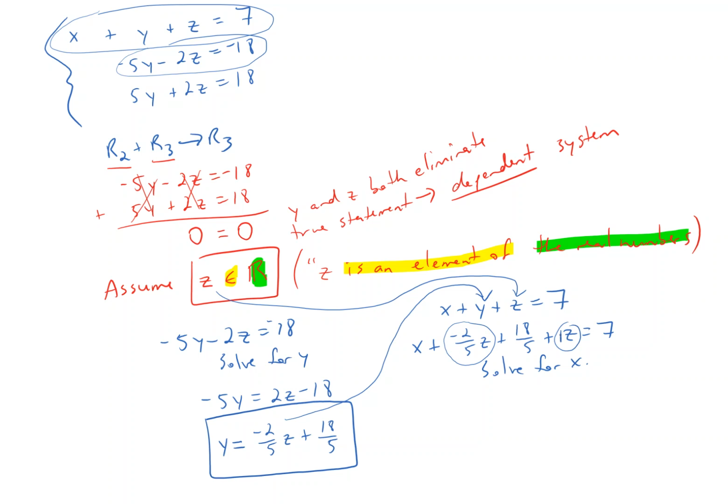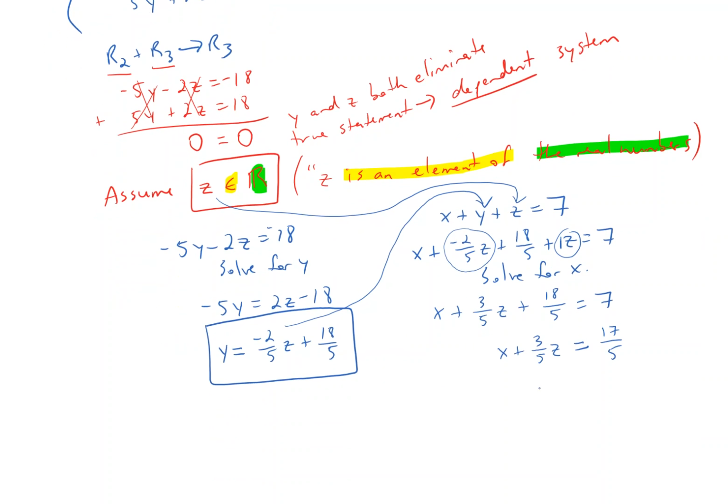Negative 2/5 z plus 1z gives me 3/5 z, and I'll copy down my plus 18/5 equals 7. Next, I'll move my constant over. I'll subtract my 18/5 from 7, giving me 17/5. And on the left, I've still got x plus 3/5 z. Finally, to get x by itself, I'll subtract the 3/5 z. So I've got negative 3/5 z plus 17/5. And that's my x.